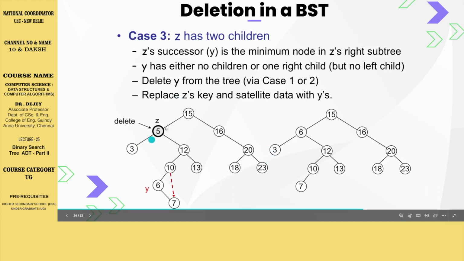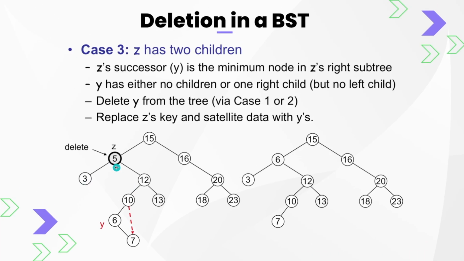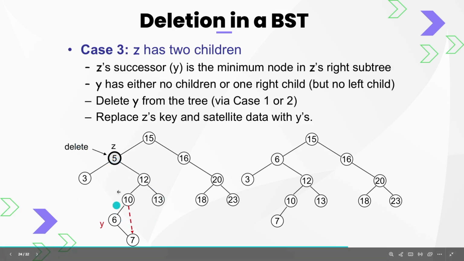So, imagine that we have this particular example and we want to delete the node 5 from this tree, and as such 5 is a node with two children, 3 and 12. So, we cannot straight away delete this node. For doing this deletion, I have to find a node along the right subtree with the least value. In our case, the least value is 6.